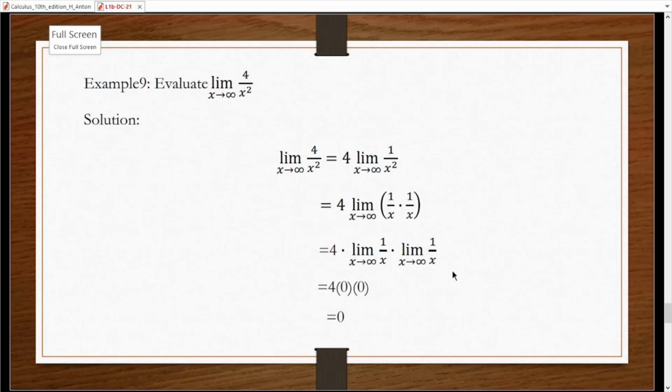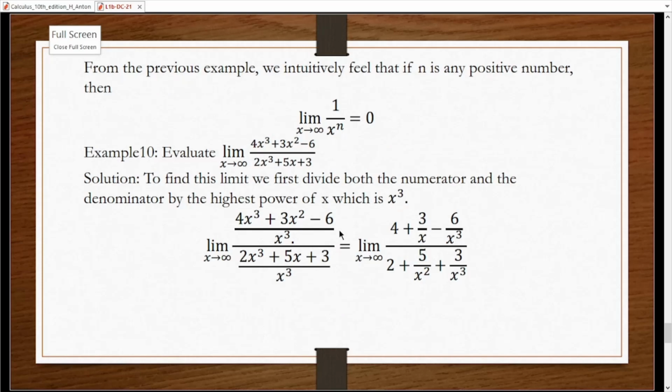So, paano natin siya i-apply? Halimbawa, meron tayong limit of 4 over x squared as x approaches infinity. Ang mangyayari lang, hanapin lang natin or sundin lang natin yung form na 1 over x sa pag-evaluate ng limit niya. So, ayun na yung form na 1 over x, tapos isa-substitute mo si infinity. So, that is equal to 0. Ayan. So, another example.